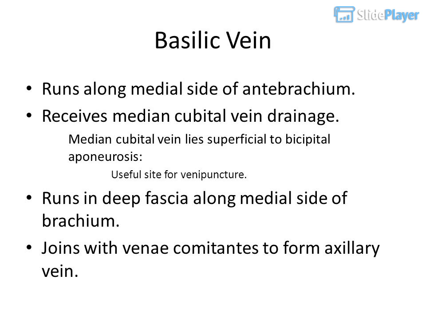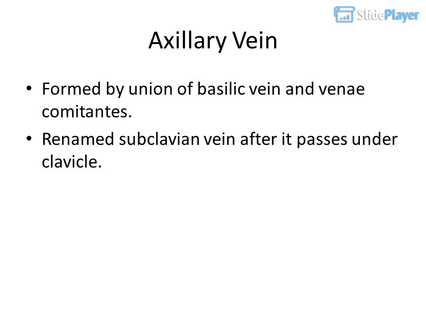The basilic vein receives the median cubital vein drainage. The median cubital vein lies superficial to the bicipital aponeurosis and is a useful site for venipuncture. The basilic vein runs in deep fascia along the medial side of the brachium and joins with the venae comitantes to form the axillary vein. The axillary vein is renamed the subclavian vein after it passes under the clavicle.